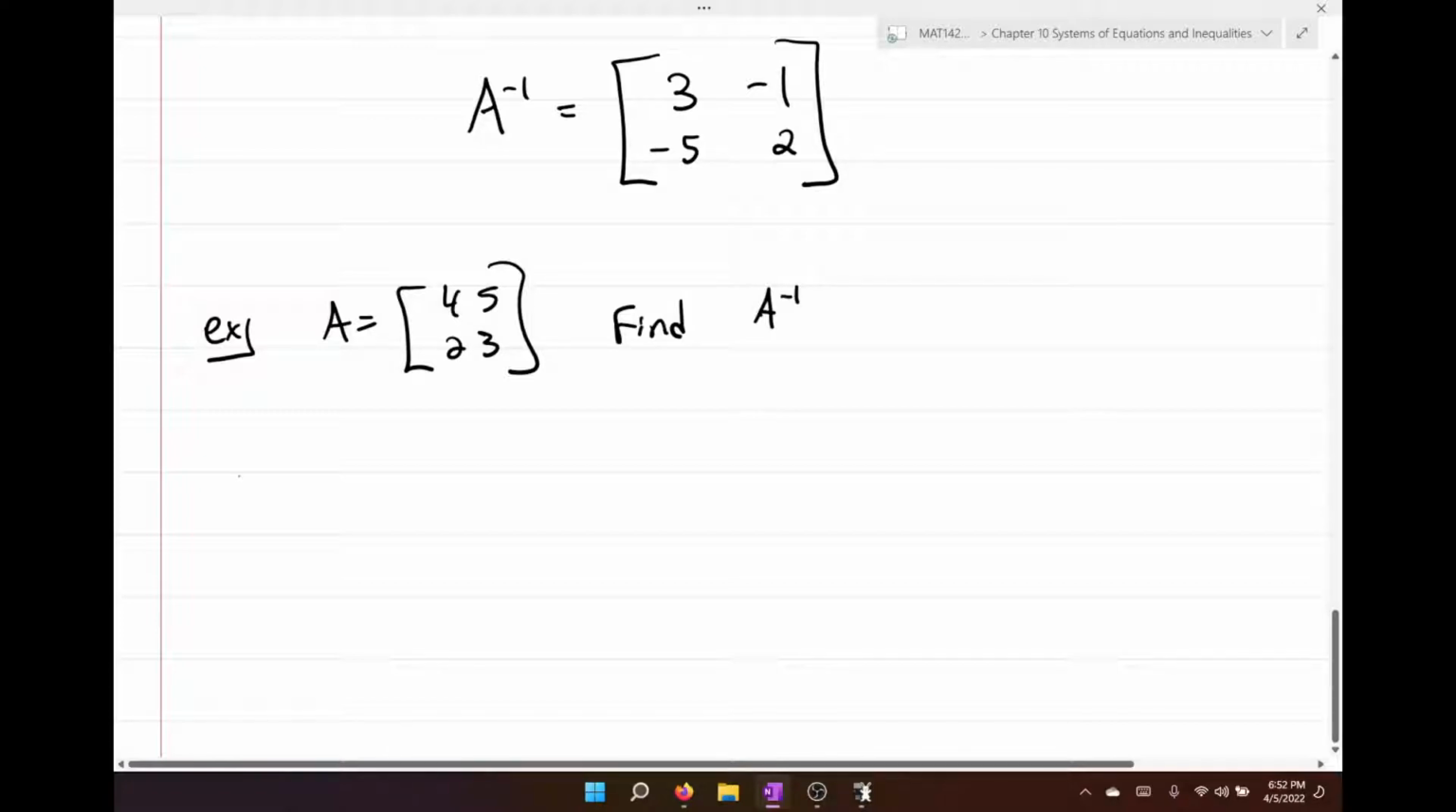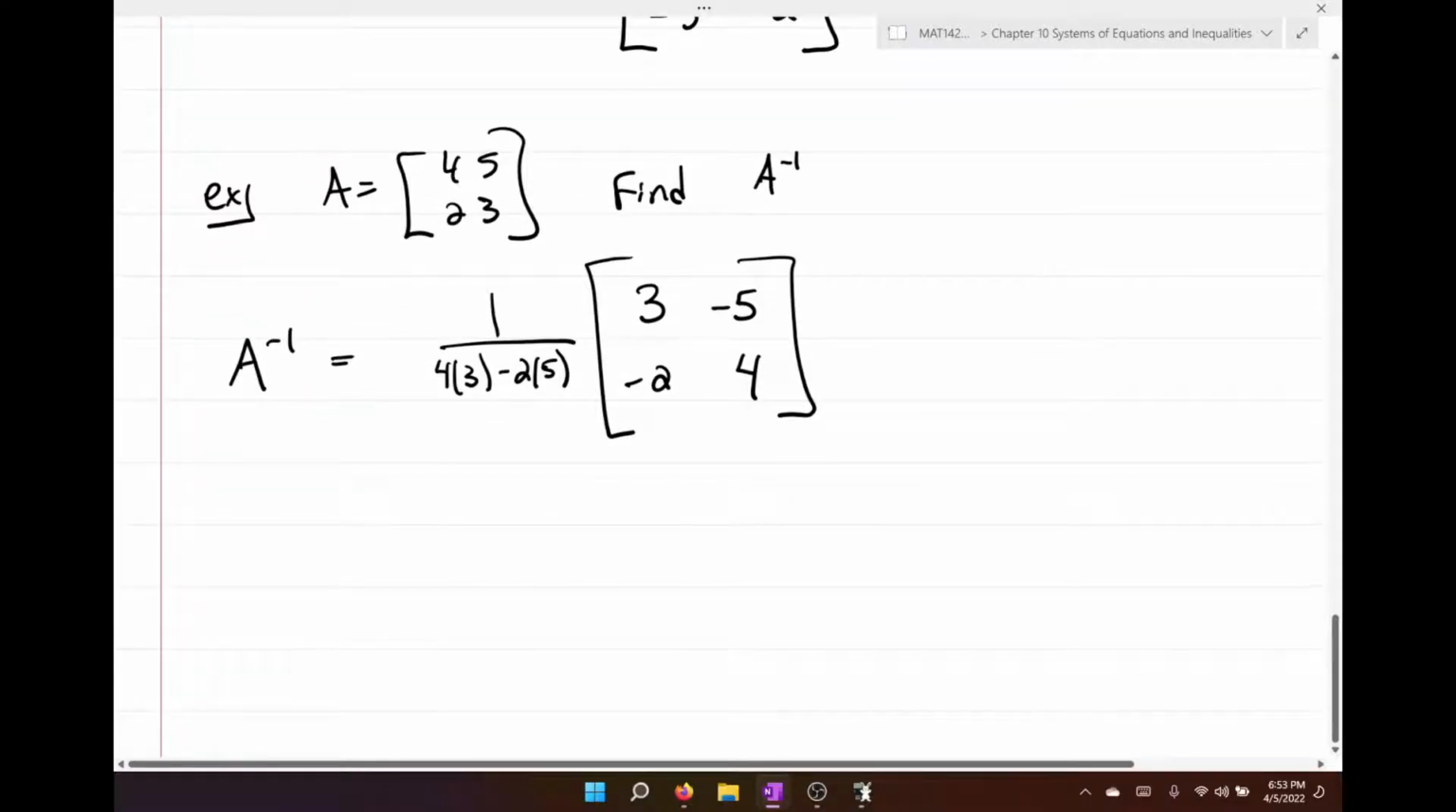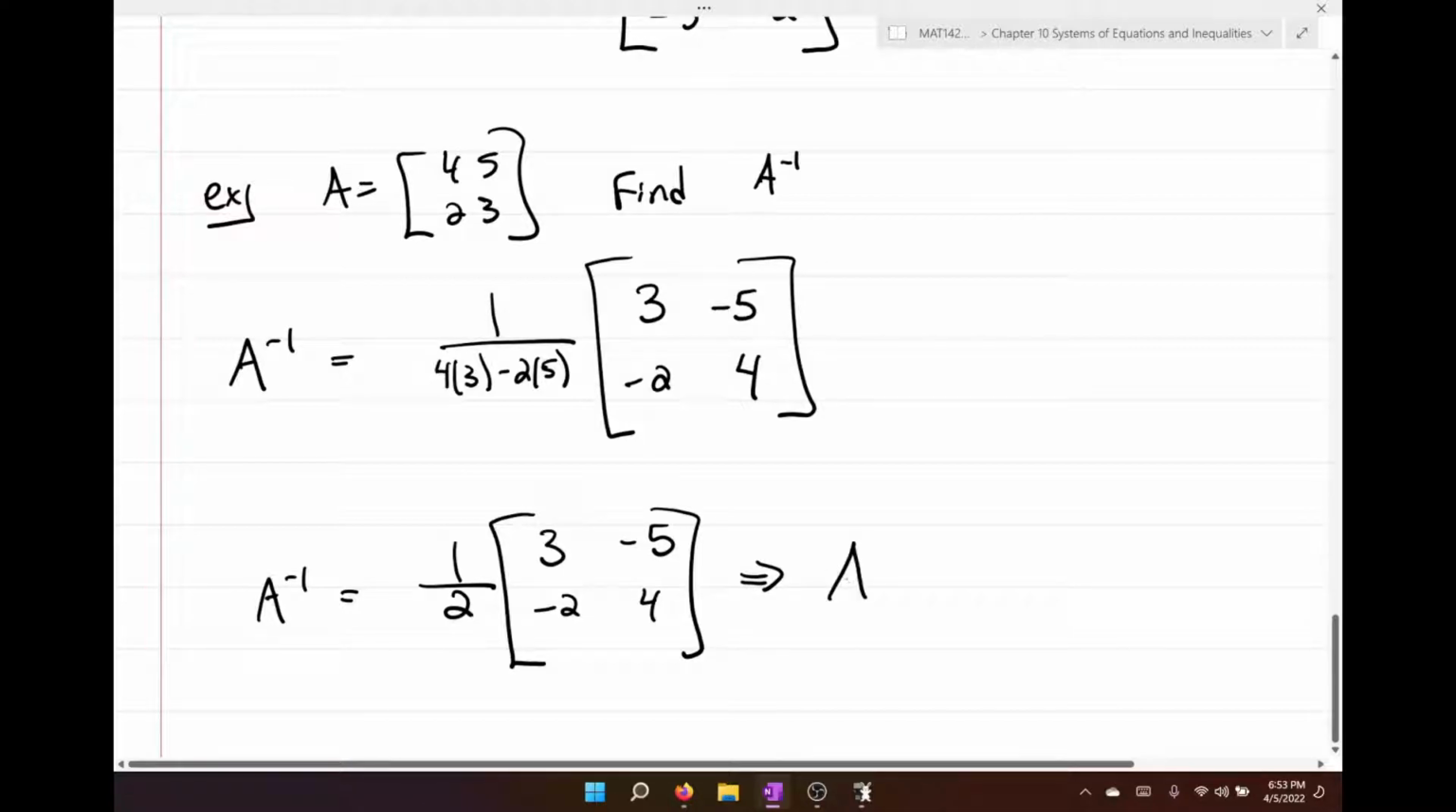So remember, A inverse is going to equal 1 over 4 times 3 minus 2 times 5, all multiplied by, remember, swap the positions A and D, and then negate B, negate C. So this is going to give me A inverse equals 1 over 12 minus 10. So that's going to be 1/2 times 3, negative 5, negative 2, 4. So if I multiply everything by my scalar multiple, I'm going to get 3 over 2, negative 5 over 2, negative 1, and 2.